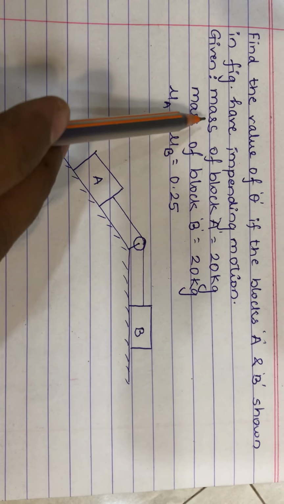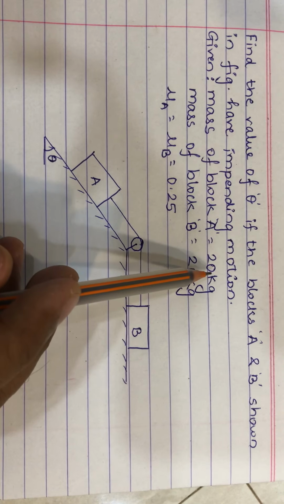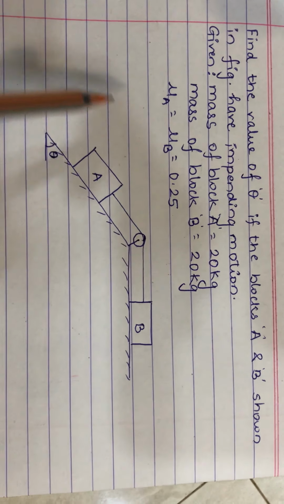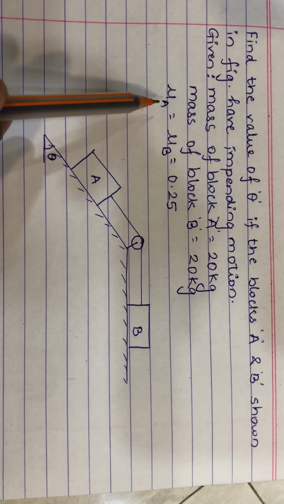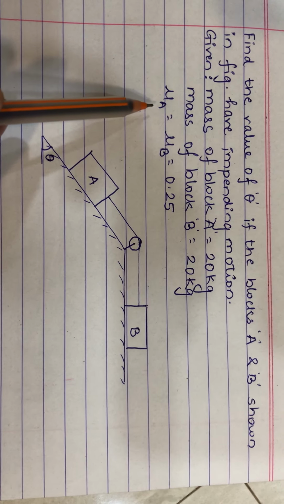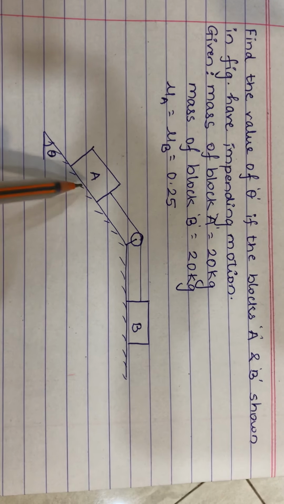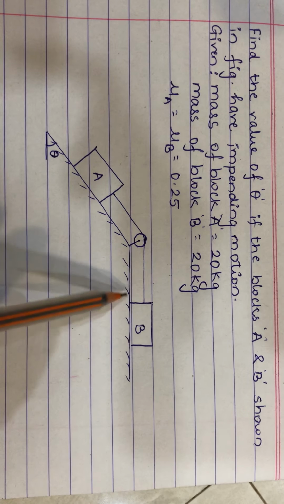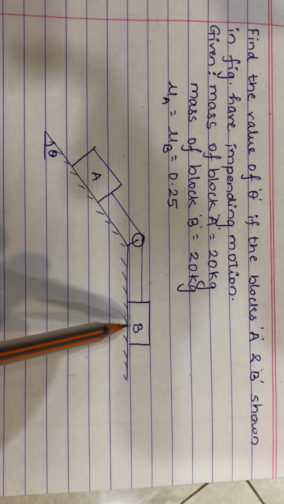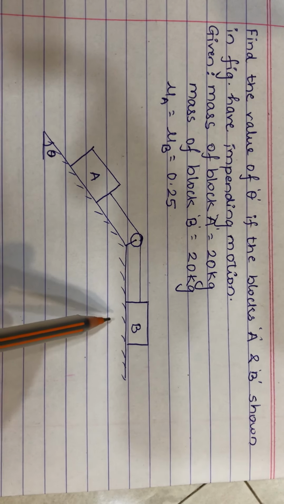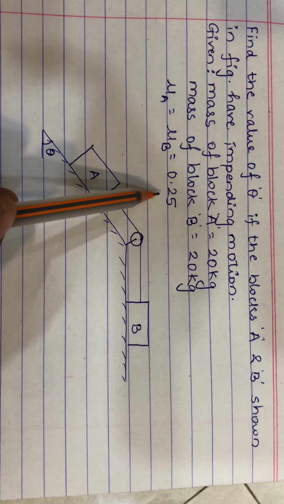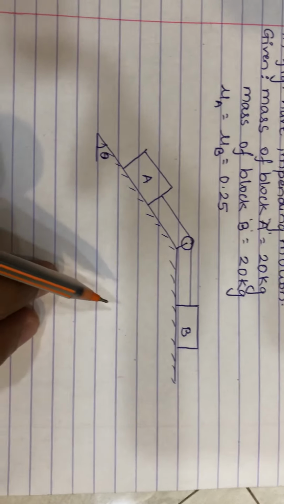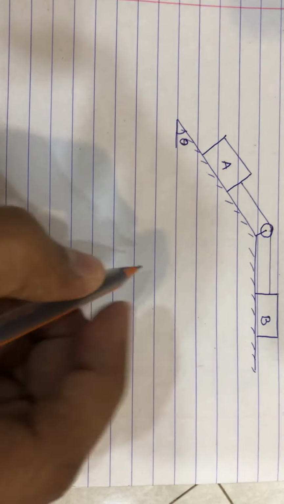It is mentioned that the mass of block A is 20 kg and the mass of block B is also 20 kg. The coefficient of friction for block A with respect to the inclined surface is 0.25, whereas the coefficient of friction for the horizontal plane with respect to block B is also 0.25. Now we will draw the FBD of both the blocks.